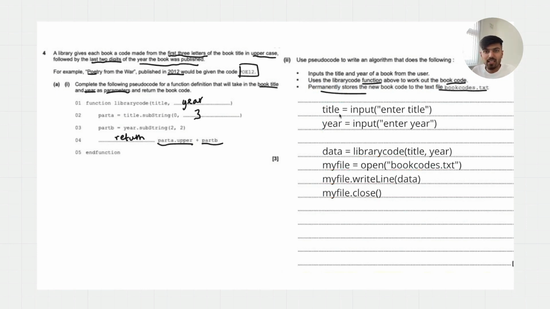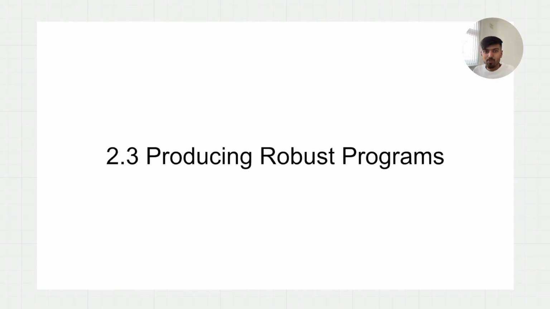Again, I've made a separate video on file handling. If you couldn't do this question, go check that one out, then attempt this again, and you should get full marks on this question. Now, 2.3, producing robust programs.